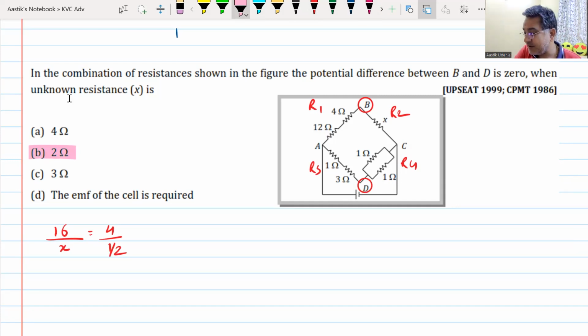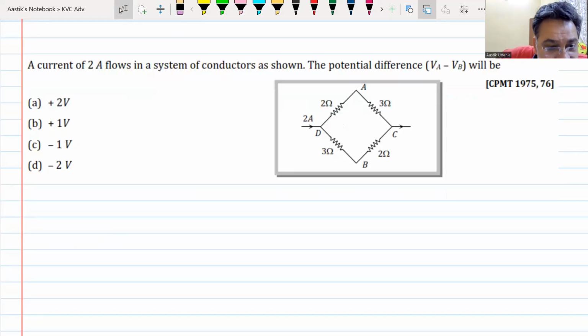We keep on going ahead, solving questions. This one, straight away, is a simple question. What is the potential difference between A and B in this question? I'll give you 2 minutes to give me the answer. Option B, sir, how did you get?